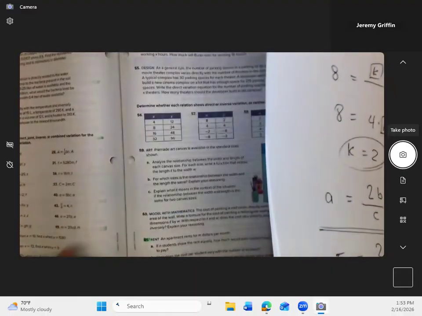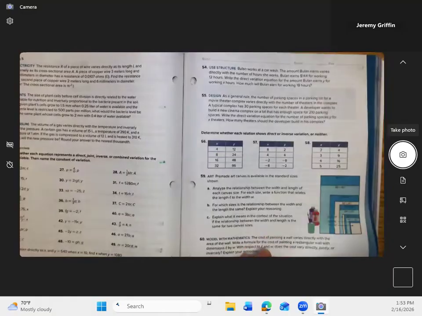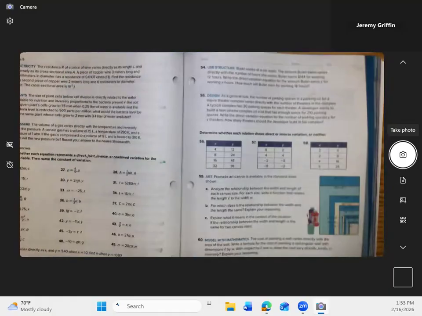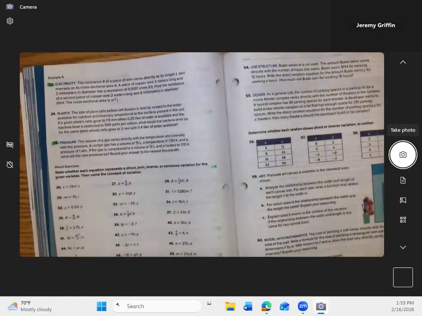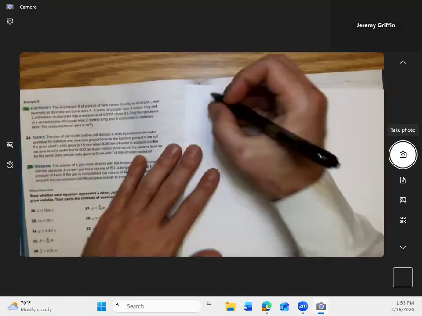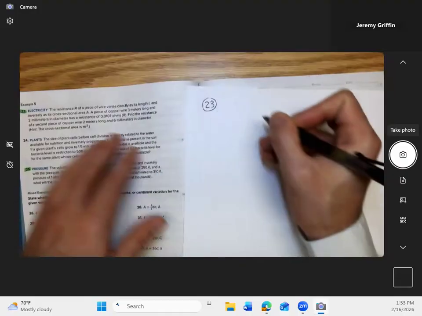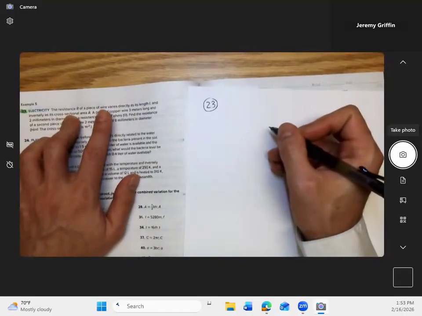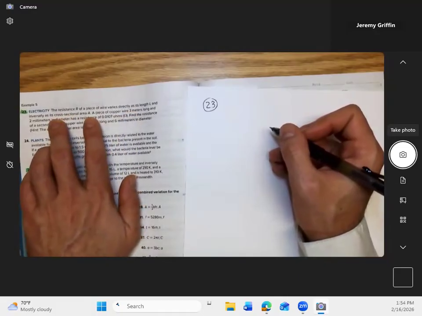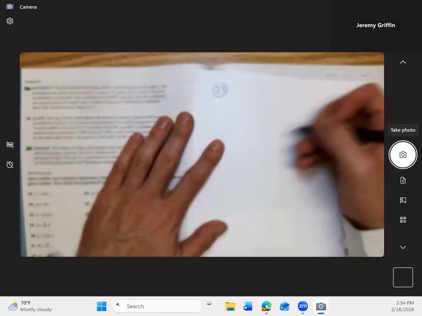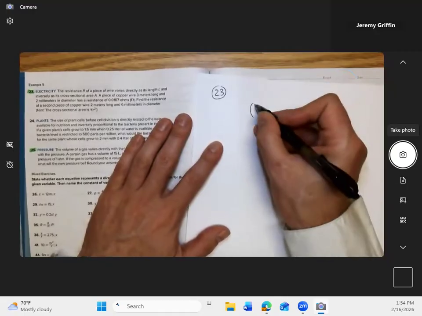Okay. Let's try some of these word puzzles. I highlighted a few of these word puzzles here. Electricity, 23. The resistance of a piece of wire varies directly with its length and inversely with its cross-sectional area. This is one that I teach in physics, so I'll give you guys a picture here.